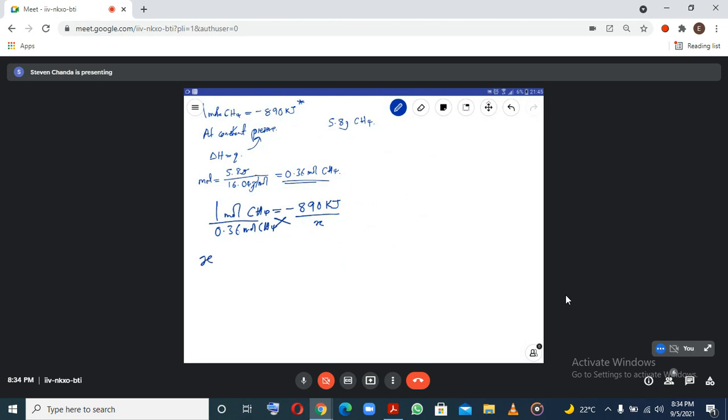So let's just write this so that our units can cancel. Okay, maybe we can remove this methane and just remain with this. So we have that, and then we have 890.